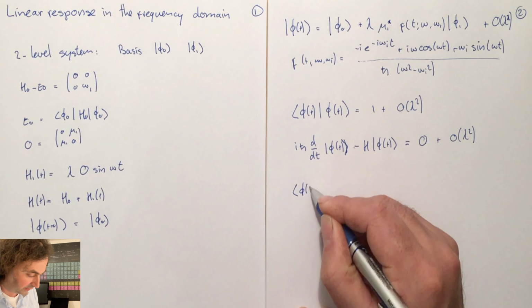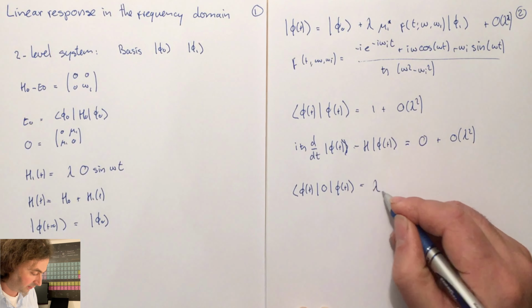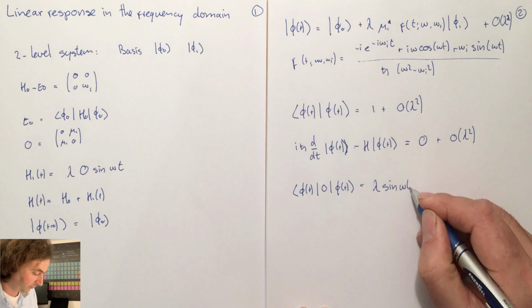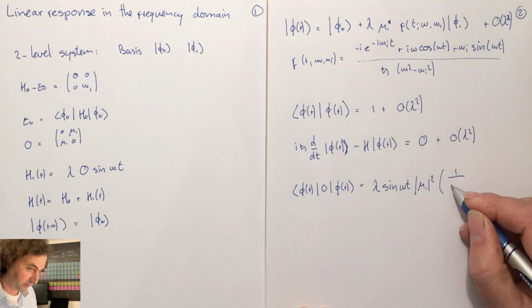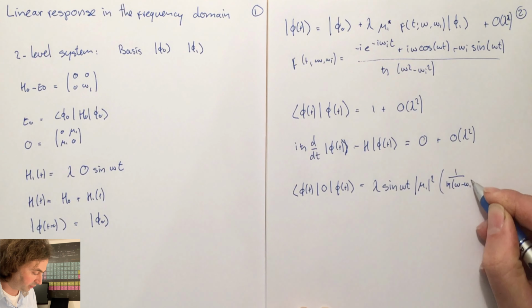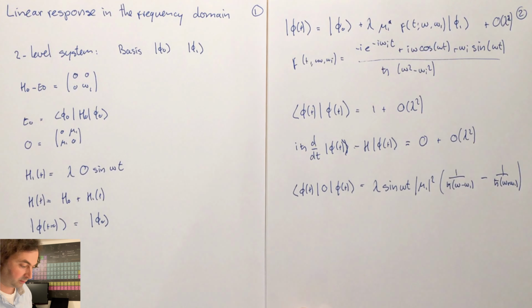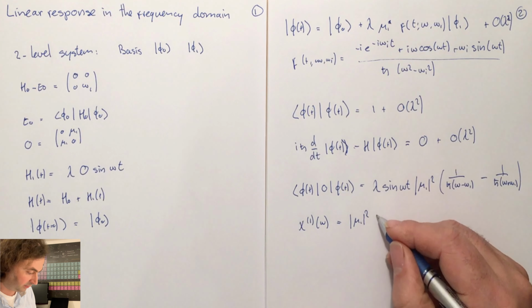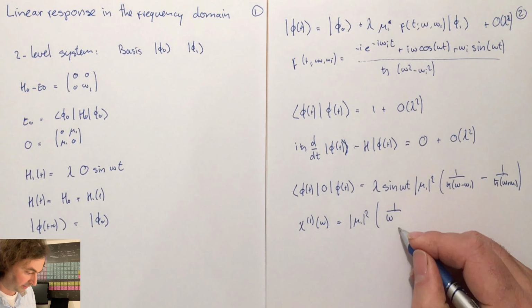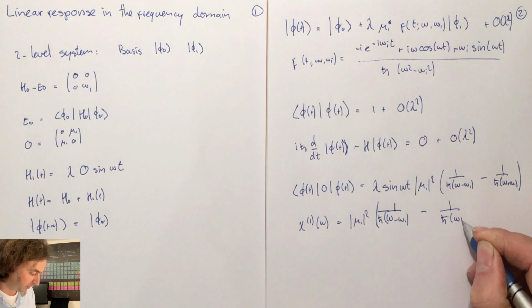Then we also showed that if you now calculate the expectation value of O for this state, then this is lambda sine omega t, and then mu 1 squared, and then 1 over h bar times omega minus omega 1, minus 1 over h bar times omega plus omega 1, such that we can define our linear susceptibility chi 1 as the coupling constant squared, and then the frequency dependent part, 1 over omega minus omega 1 minus 1 over h bar omega plus omega 1.